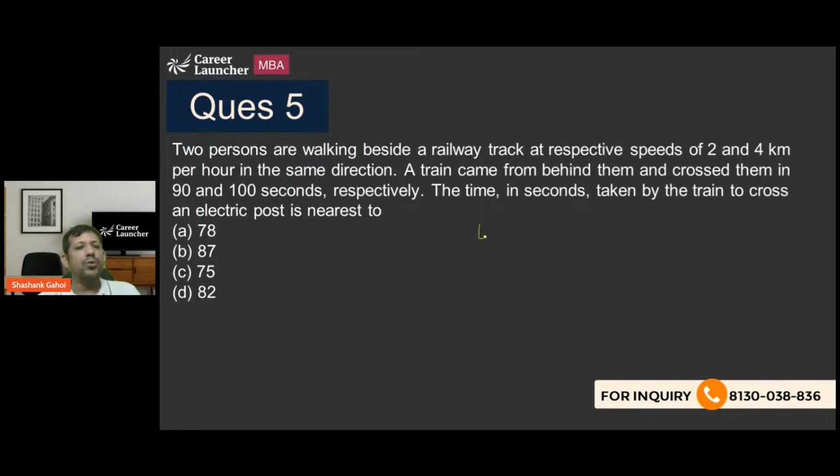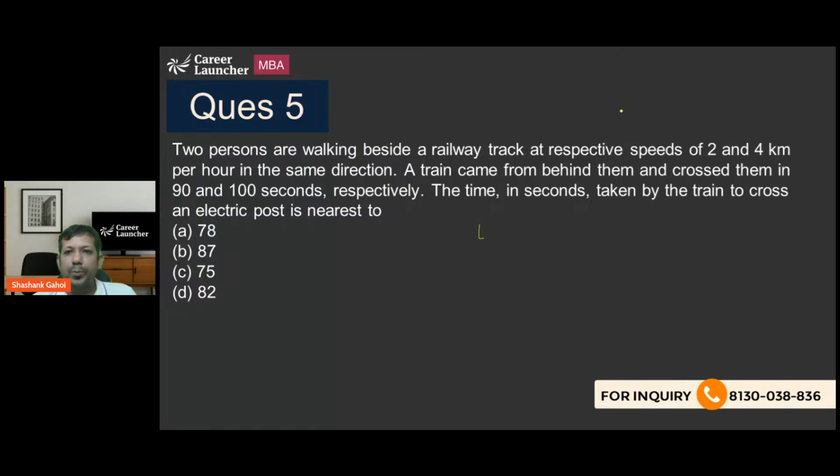So what happens when we talk about trains? When a train crosses a person or a lamppost, what does it cross? It crosses its own length, right? When a train crosses a platform, it crosses its own length as well as the length of the platform, right? So that's what a train does. If two trains pass each other, they cross the length of each other, right?